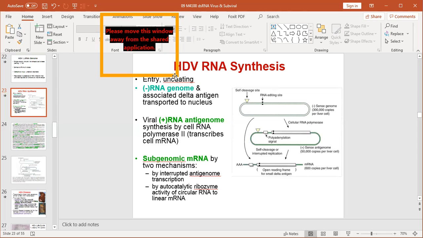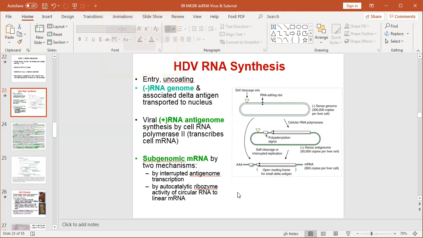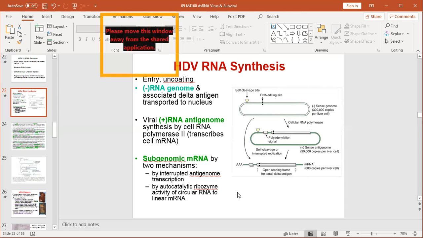So this is one type of RNA, a second type of RNA, and then we also make a subgenomic messenger RNA, which is smaller segments of the original RNA. And this subgenomic mRNA is made via two mechanisms. One mechanism is called interrupted anti-genome transcription. So different regions of the anti-genome will be transcribed, the positive RNA, or it can be made by autocatalytic ribozyme activity of circular RNA.